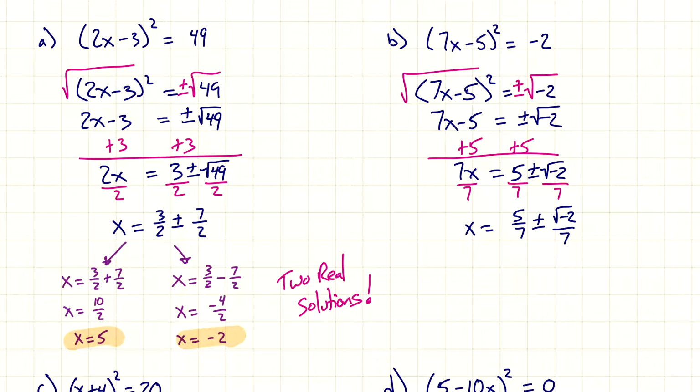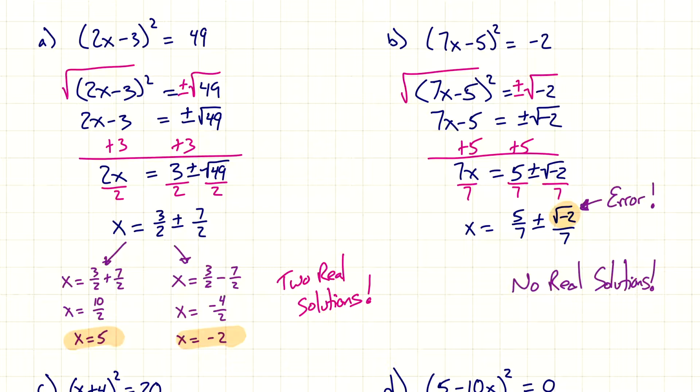But the issue here is, if you type this into a calculator, square root of negative 2, it's going to give you an error message. So that's not good. All right, so what I noticed, this is going to give us an error. Since this is going to give us an error, I'm going to say that there's no real solutions.